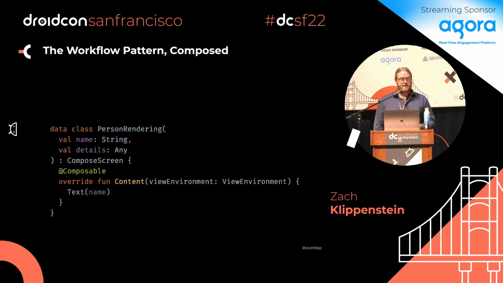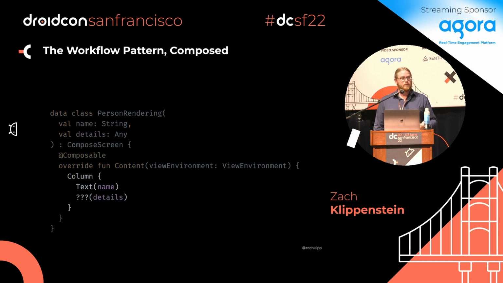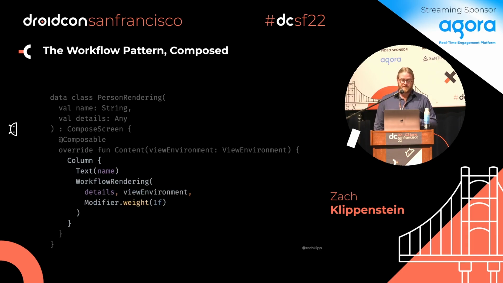To get that on the screen, we'll show the name like before, but this time we'll put it in a column, and somehow we're going to show those details below it. So the way that we do that is with the workflow rendering composable. This is a function provided by the workflow library that takes a rendering value to display. It takes an optional modifier, which we use here to make sure it takes all the rest of the available space, and a view environment, which we just pass through. Let's look at how that works.